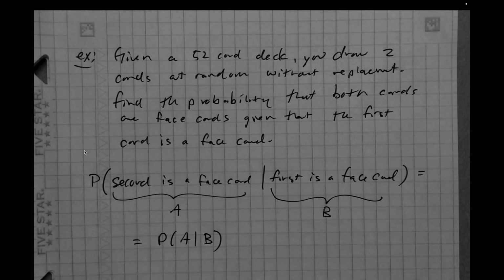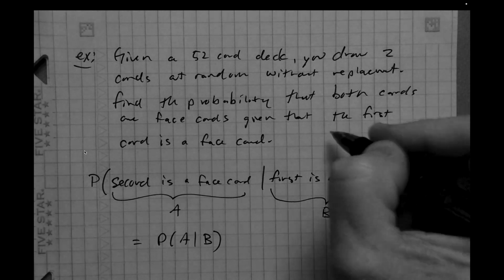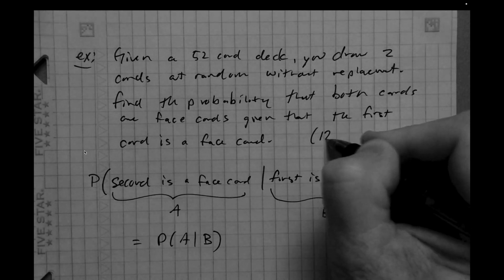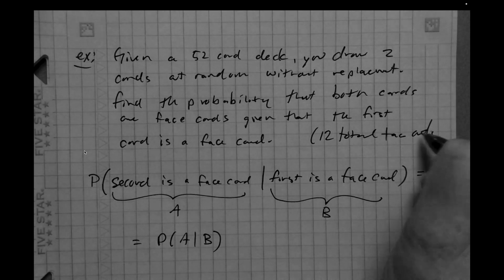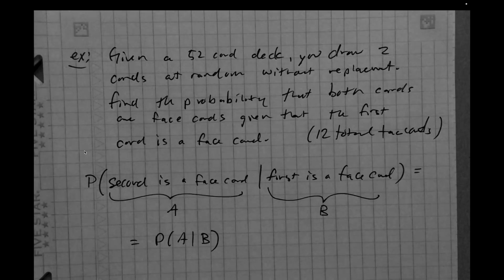Okay, now let's talk about this face card business. So you have 52 cards in a deck and 4 suits. And for each of the suits, you've got a king, a queen, and a jack. Those are the quote-unquote face cards, meaning they've got a face on them. So for each of the 4 suits, you've got 3 face cards. So you have a total of 12 face cards. All right, so that's just information you may need to know in case you didn't.